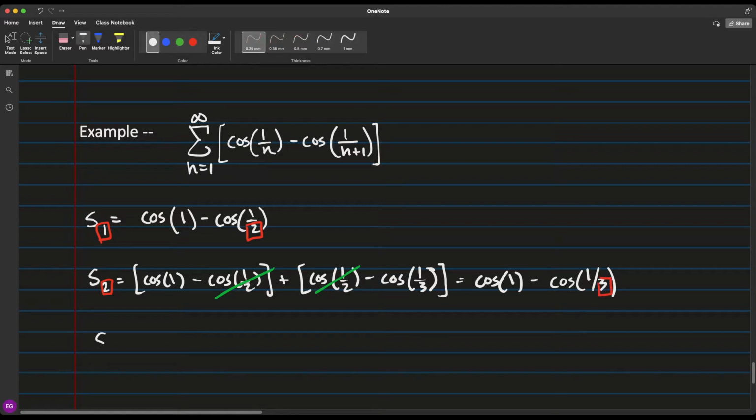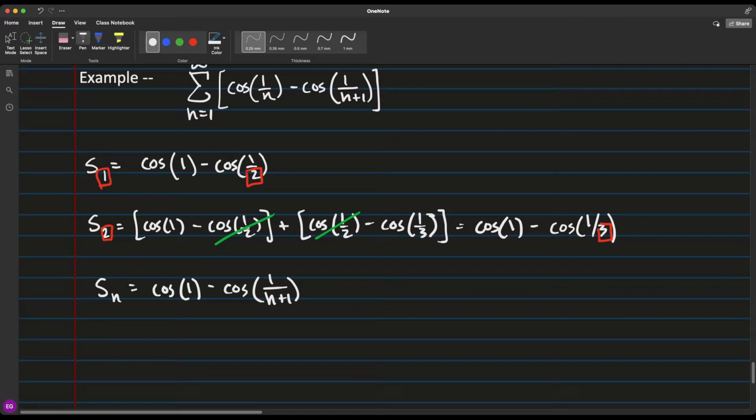So you guess that Sn is going to be the cosine of 1 minus the cosine of 1 over n plus 1. Yes, it's always one term bigger in this case. That's not always going to happen, but you just look at it and you're like, oh, it's always one bigger. So that means Sn will be cosine of 1 minus cosine of 1 over n plus 1. And then you can take the limit. So S would be equal to the limit as n goes to infinity of the cosine of 1 minus the cosine of 1 over n plus 1. Okay, so cosine of 1 is a constant, so when you take the limit of that, you just get cosine of 1.